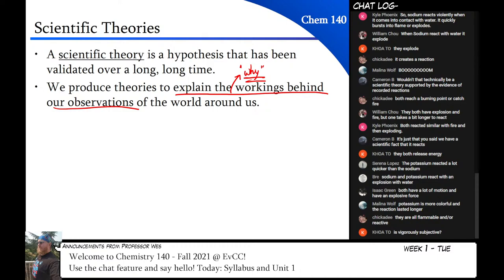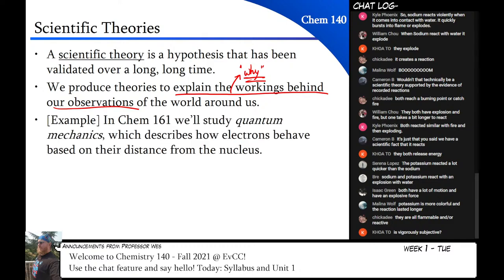So in order for us to have a scientific theory about our metals being dropped in water, we would have to understand why they explode. Now, if I drop aluminum in water, nothing happens. So obviously aluminum must be different from sodium somehow. And our question is, well, how are they different? At this point in the course, obviously we can't tell you that. In 161, though, we will answer this question.